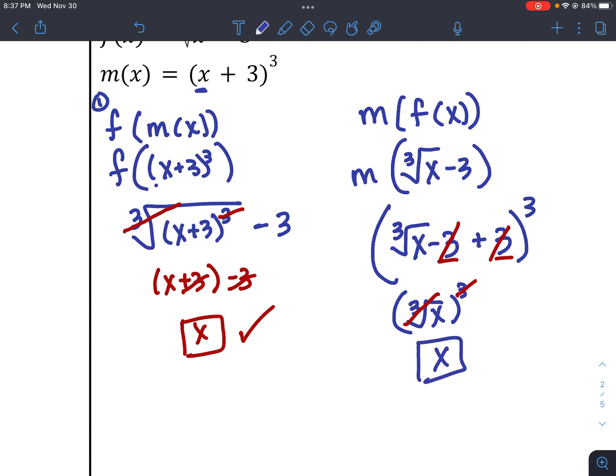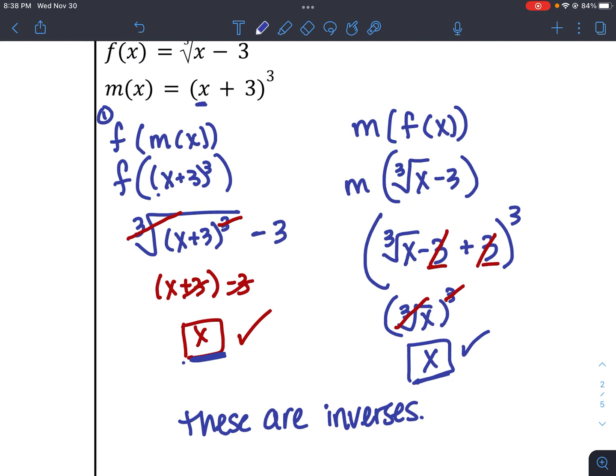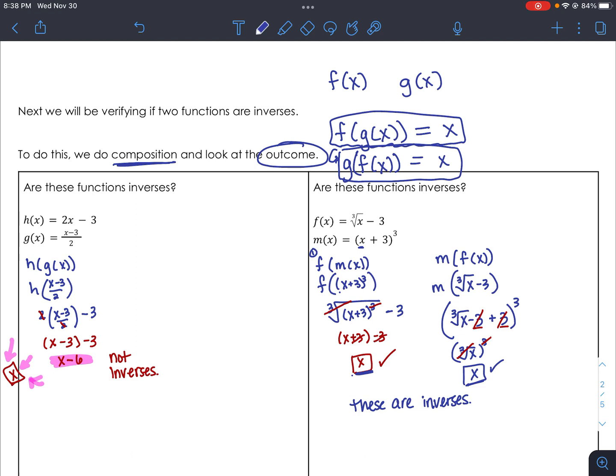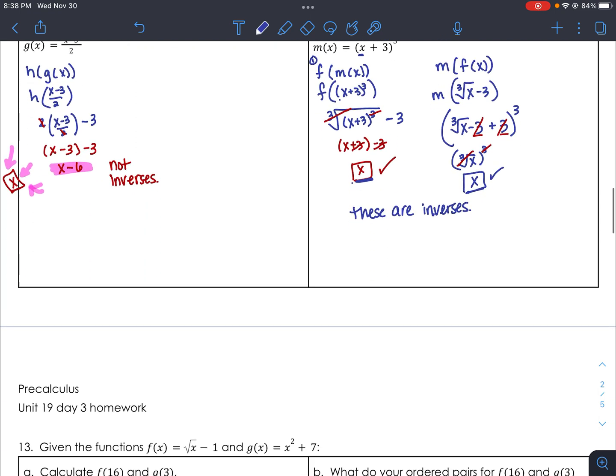And since they work both ways, this is what we're looking for. If you plug it in one way, you get x, and then you reverse it and plug in the other way, these are inverses. And again, if one of them does not work, meaning it doesn't come out to an x, something else, 2x, x minus 7, whatever, they are not inverses.